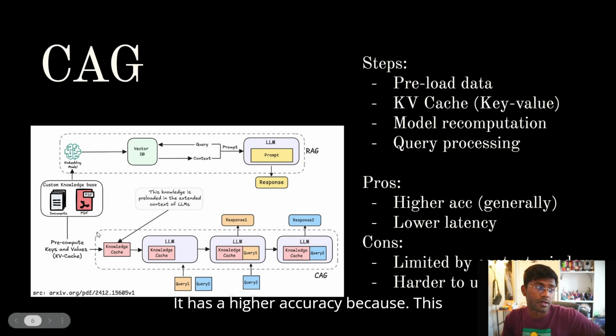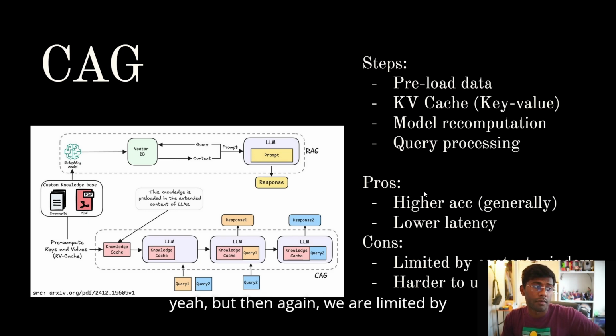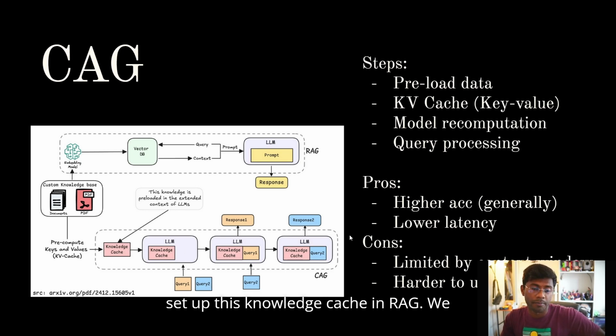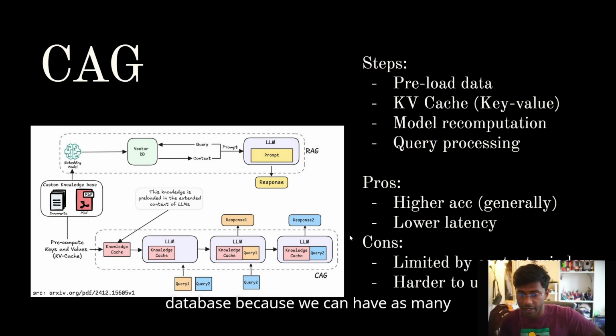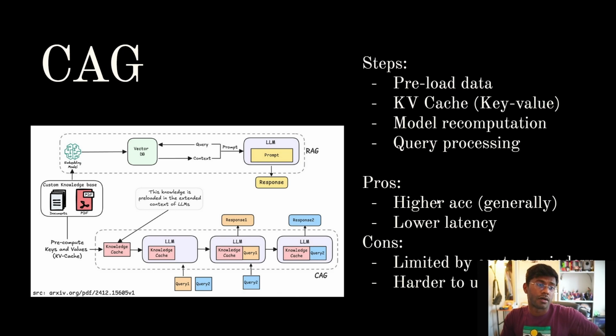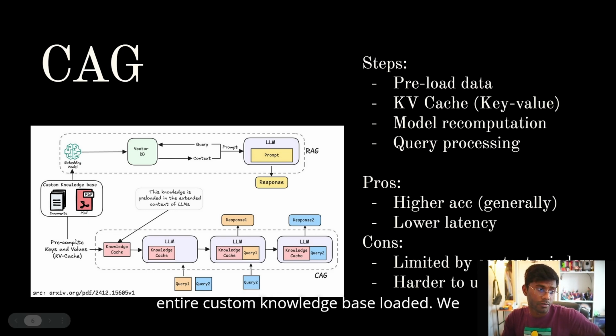It has a higher accuracy because this entire custom knowledge base is used to pre-compute this knowledge cache, as part of the initial step when going through the LLM. But then again, we are limited by the context window because we cannot use infinite data to set up this knowledge cache. In RAG, we're not limited by the size of the database because we can have as many documents as we want, and we can still just fetch the relevant documents that we need for the query. But for this, we are limited by the context window. The accuracy is higher because we have the entire custom knowledge base loaded. We have access to all of that data before answering the query.